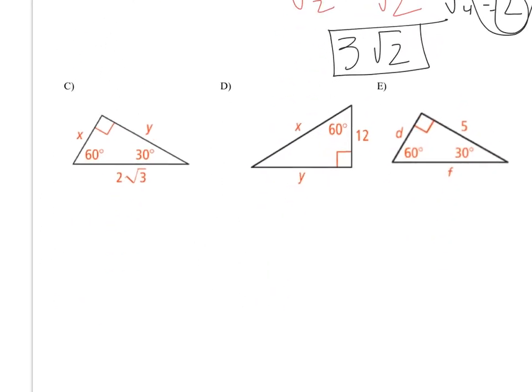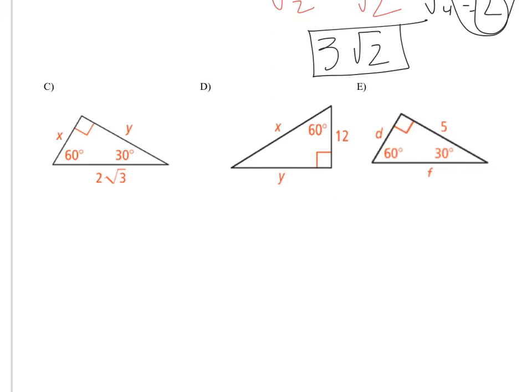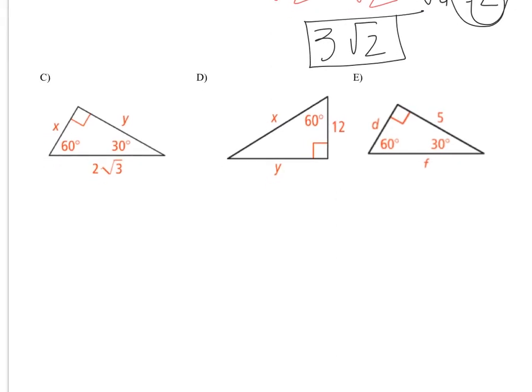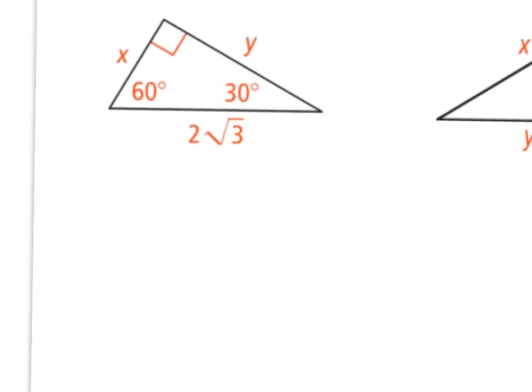Try to do A by yourself. For 30, 60, 90, I would always set up my ratio first. Let's see, I'm going to do C and D. First looking at C, my ratio for across my 30 is x, that's already labeled. Across my 60 would be that value times the square root of 3. Across from my 90 degrees is equal to that value times 2.